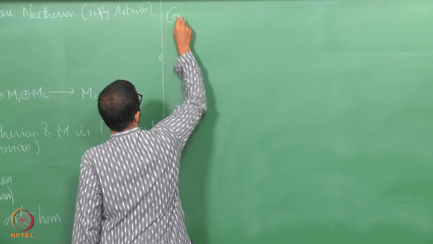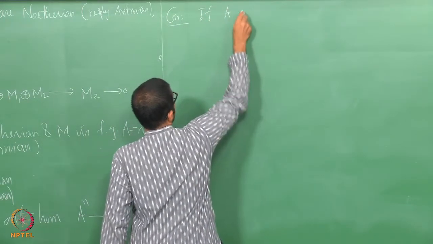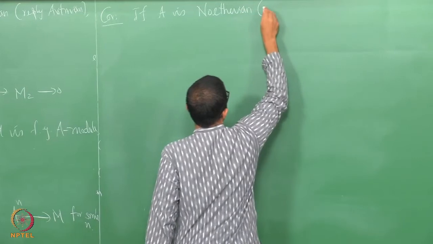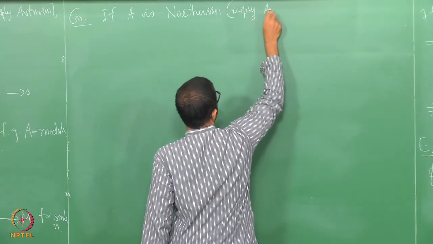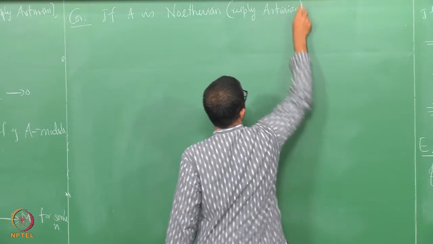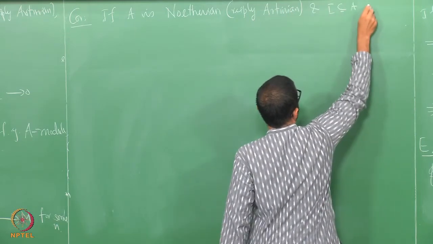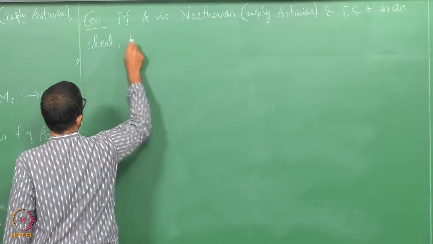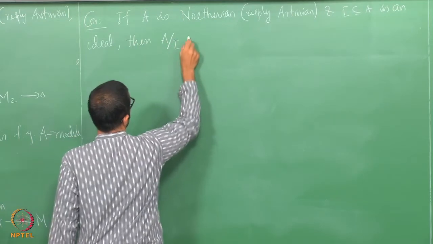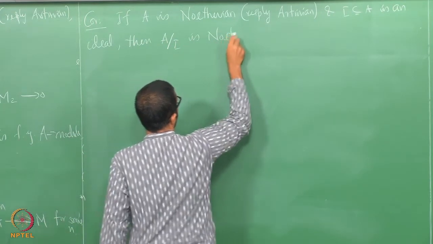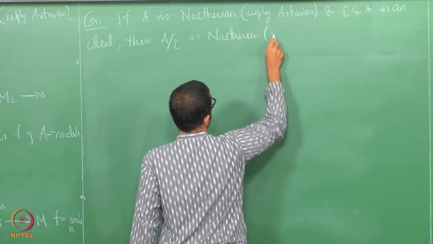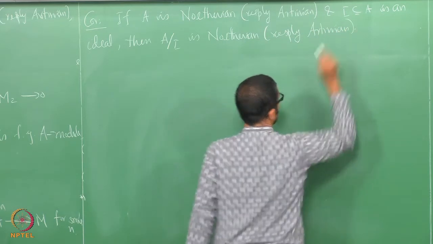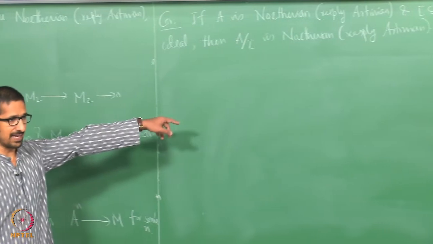Another corollary is if A is Noetherian, respectively Artinian, and I in A is an ideal, then A mod I is Noetherian. Again it follows from the exact sequence A to A mod I.